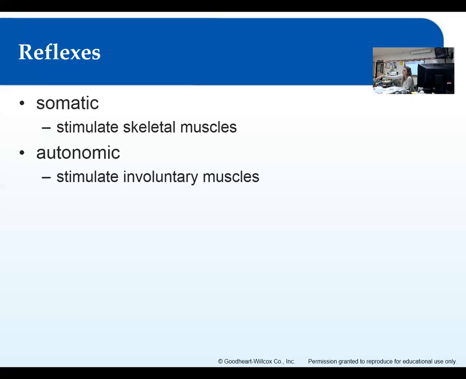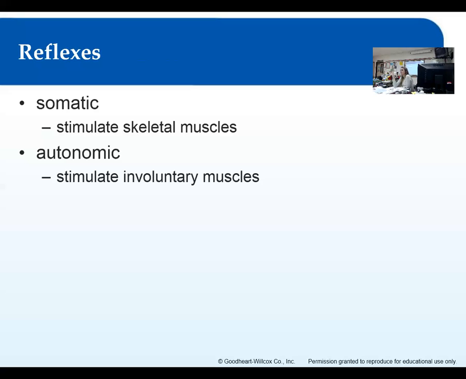You don't have to think, this is hot, I should take my finger off. It happens automatically. You don't think about it because it doesn't even go to your brain. It doesn't have to process it. It just goes to your spinal cord and right back down to the muscles that need to jerk it away. So that's a somatic reflex.